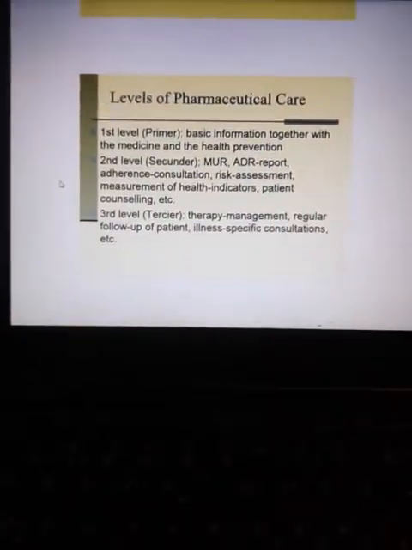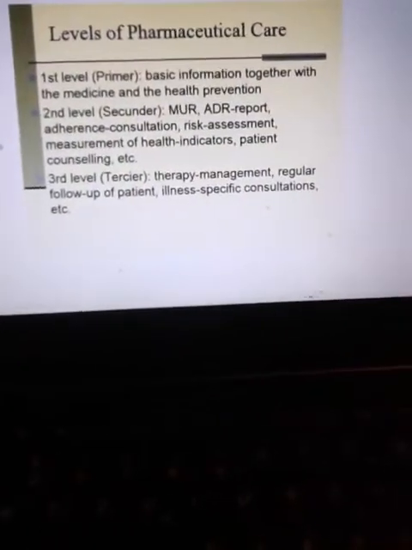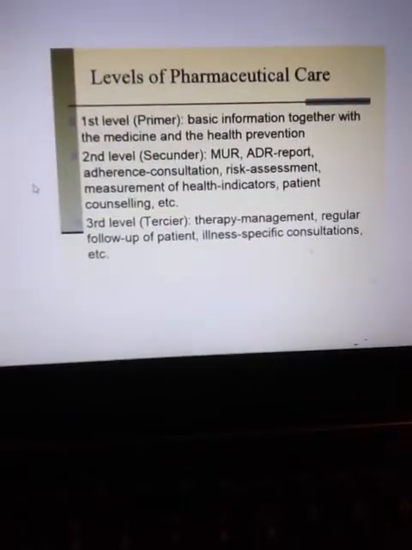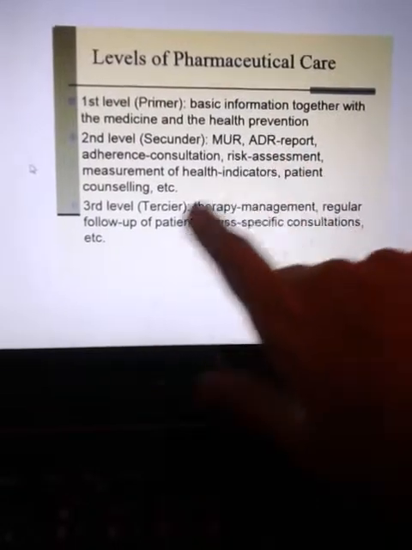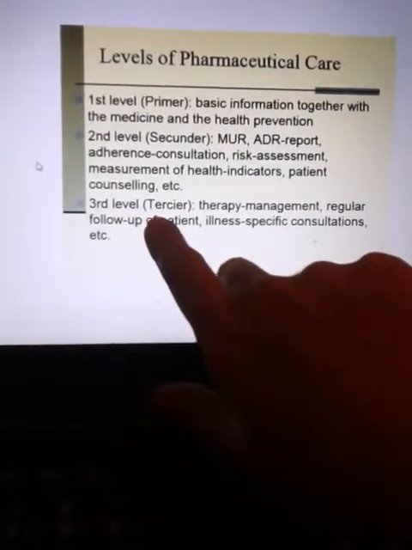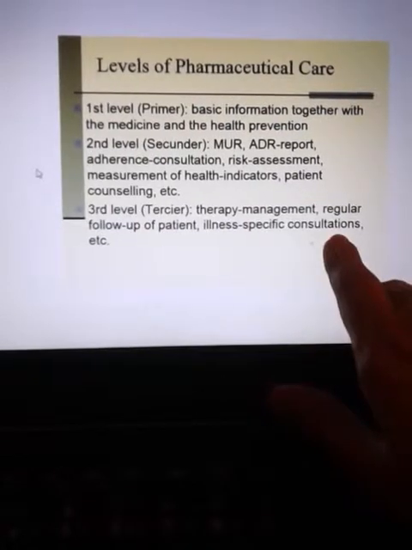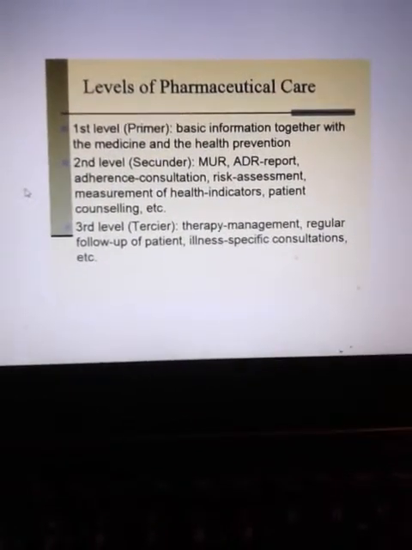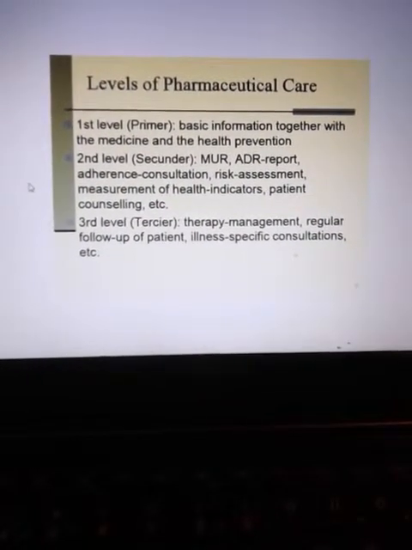Pharmaceutical care has three levels. See, the primary level is basic information together with the medicine and the health prevention. Second level is knowledge and information. The second level of pharmaceutical care is medication use review, adverse drug reaction report, adherence consultation, risk assessment, measurement of health indicator, patient counseling. Third level, tertiary, is therapy management, regular follow-up of patients, illness-specific consultation, etc.